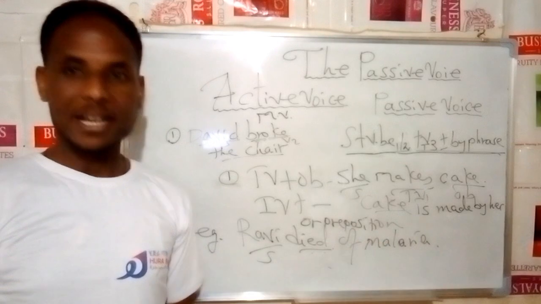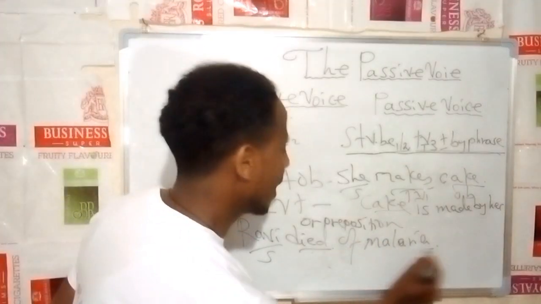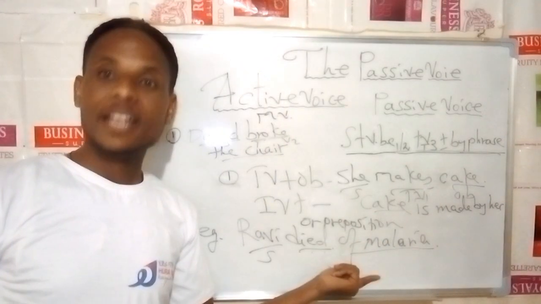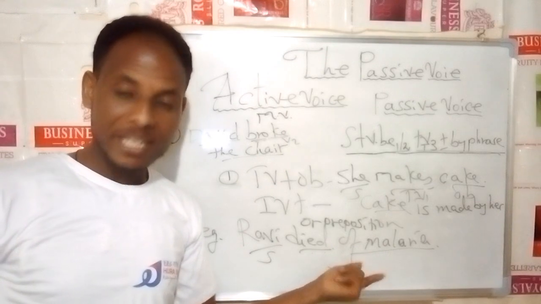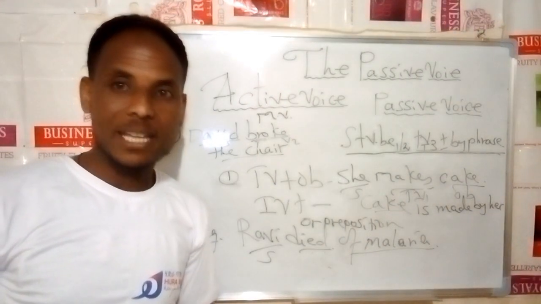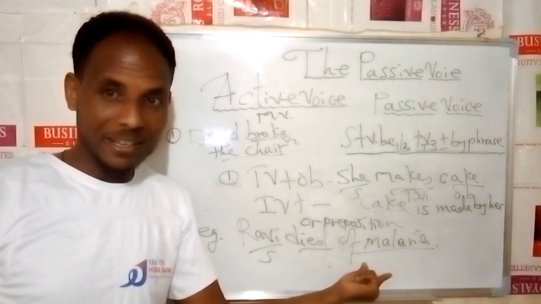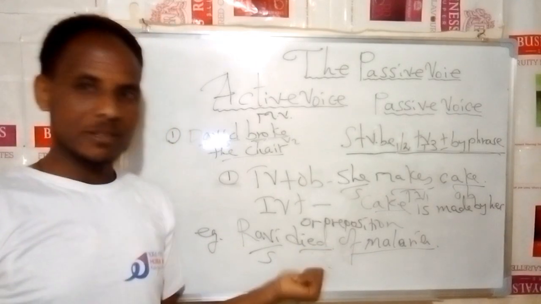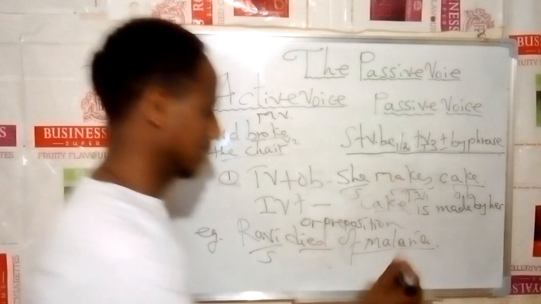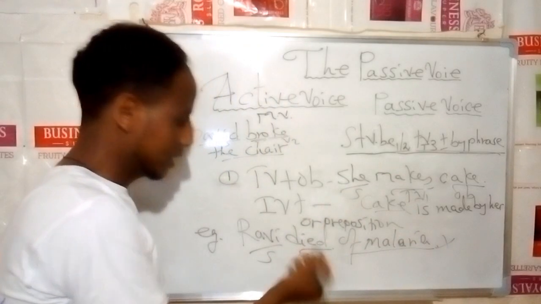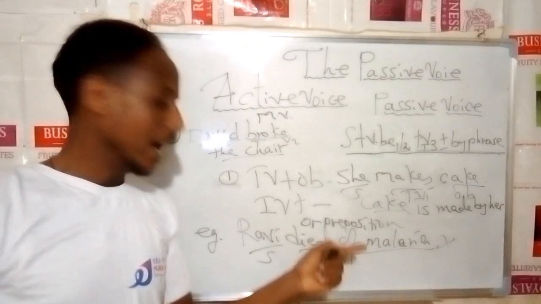Ravi died of malaria. So of malaria is a prepositional object. It couldn't be a subject for the passive voice because it doesn't give sense or meaning. Of malaria was died doesn't give any meaning. So the verb is intransitive because it's followed by a preposition.